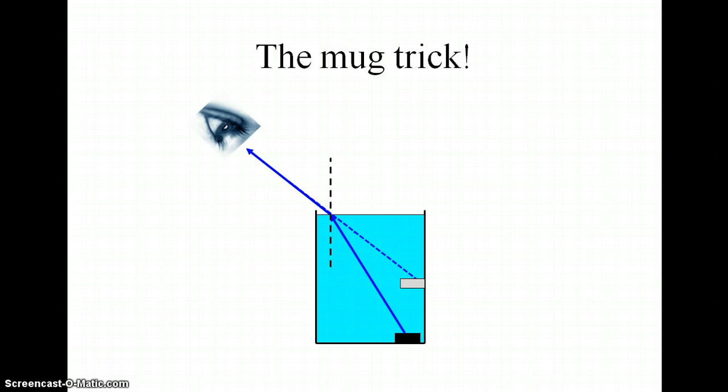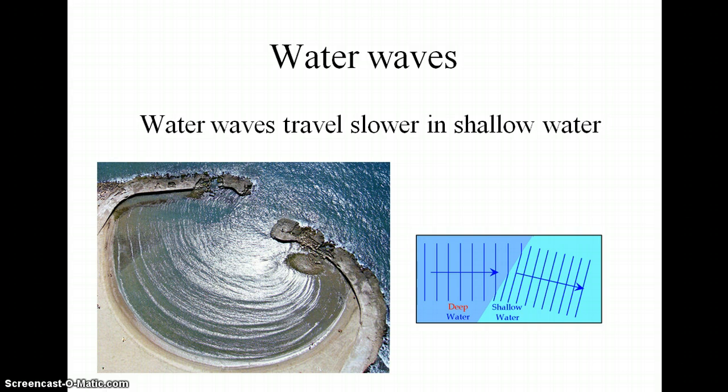Now this is because the light bends as it goes from the water to the air, so it appears that the coin is shallower than it is. This is called apparent depth. Now we're just going to look at why this is. I think you probably remember this from year 11.